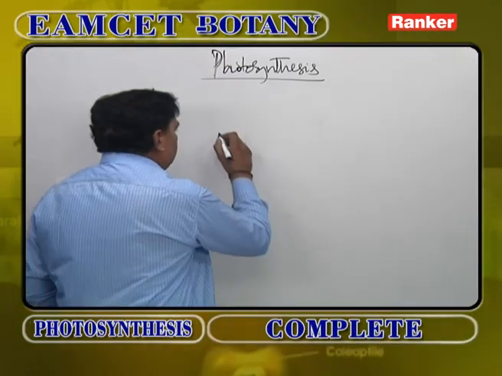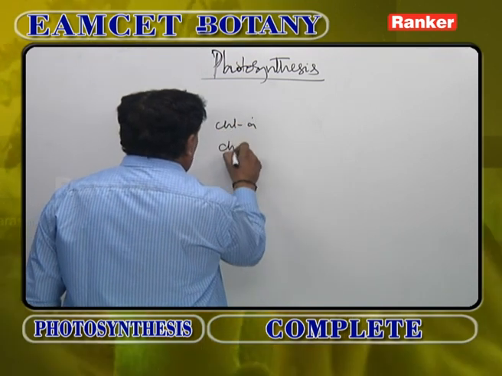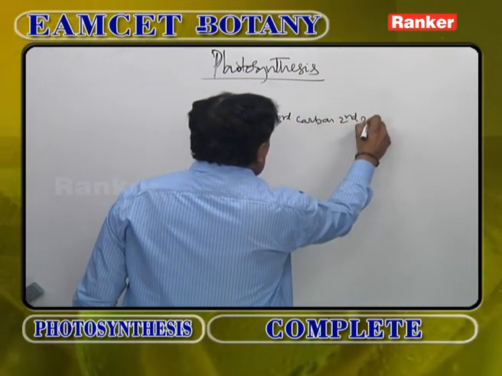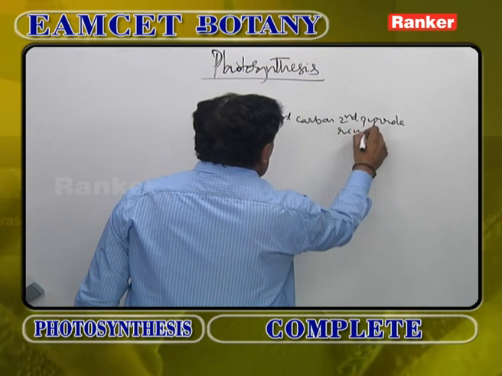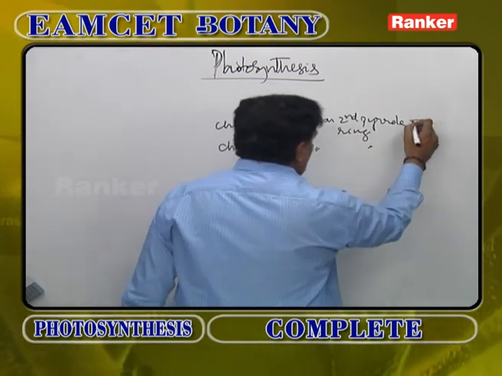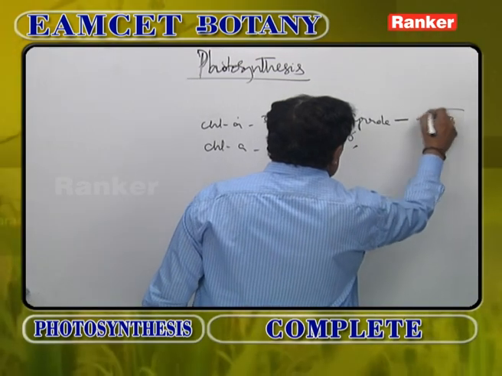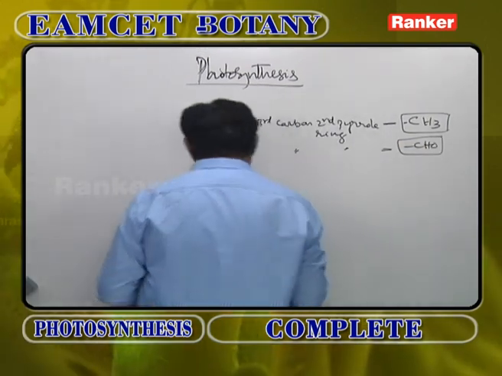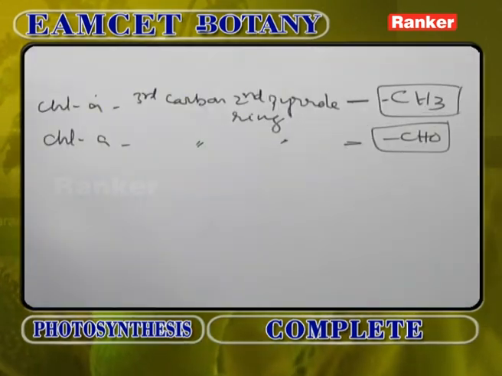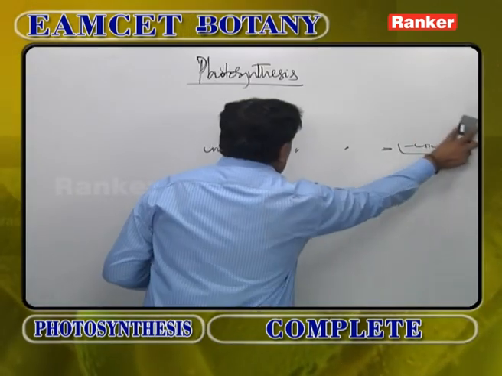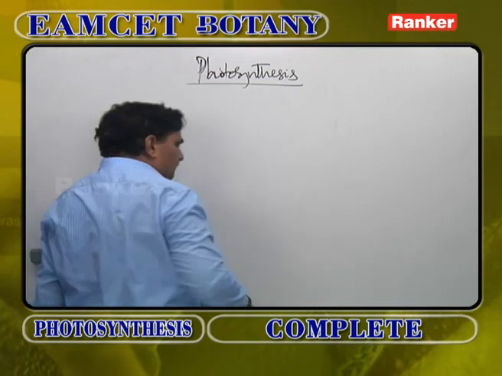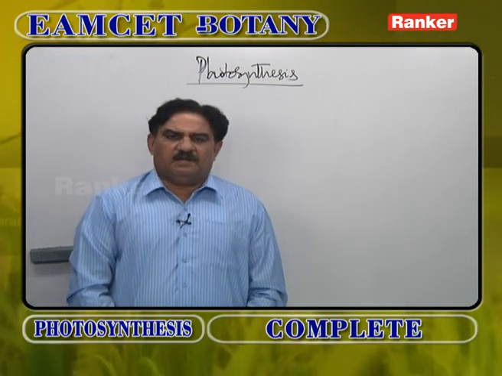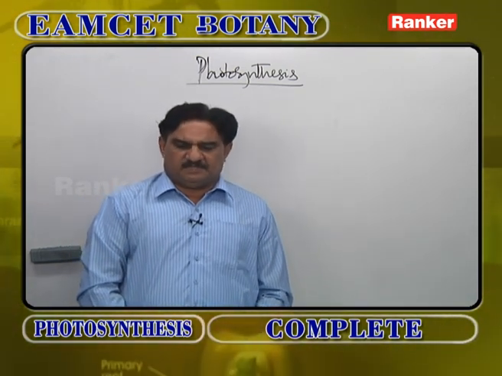What is the difference between chlorophyll A and chlorophyll B? It lies in the third carbon of the second pyrrole ring. Suppose the third carbon of the second pyrrole ring shows a methyl group, it is chlorophyll A. Suppose the third carbon of the second pyrrole ring shows an aldehyde group, it is chlorophyll B. So if a methyl group is present attached to the third carbon of the second pyrrole ring, it is chlorophyll A. If an aldehyde group is present in the place of the methyl group, it is chlorophyll B.